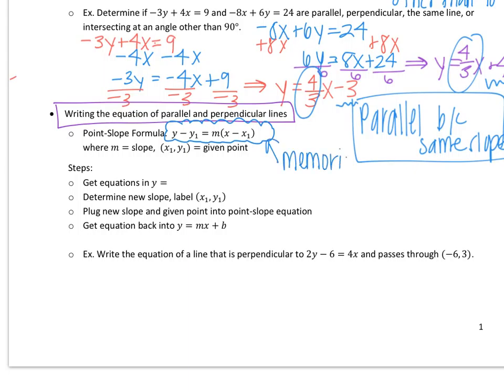It's not provided to you on the reference sheet. It's never given on the exam. You have to memorize it. We're going to follow through with these steps on the next example. The first step says get the equations in y equals.